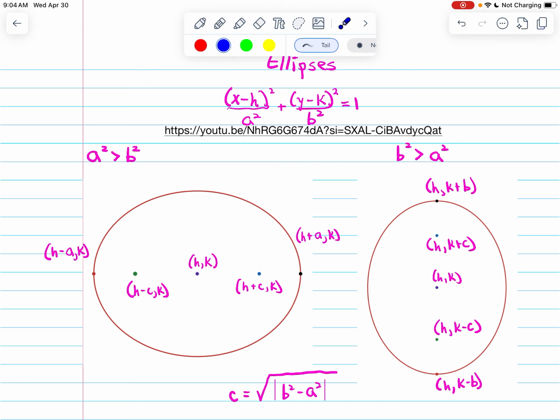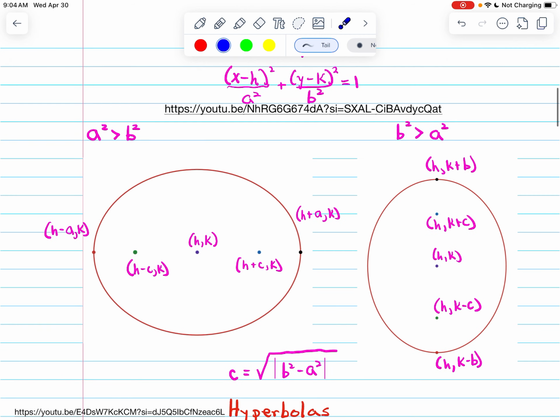The way we get to the foci, we add c to the h and subtract c from the h, and c is just equal to the absolute value of the difference of these values. b squared minus a squared, or a squared minus b squared, whatever will give you the positive.